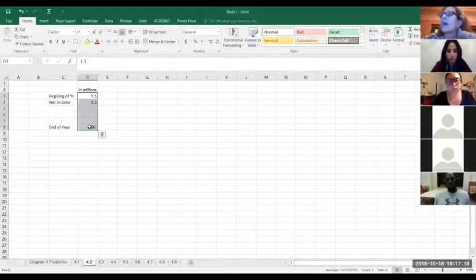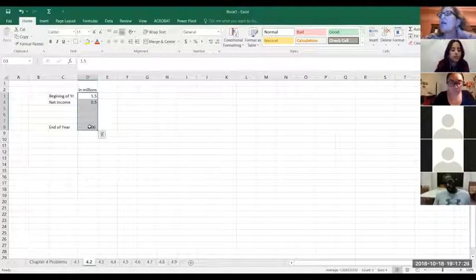If you think about it, your income statement is for one year. It's all the things you do in that one year. At the end of that year, you close out your income statement into your equity section of your balance sheet.